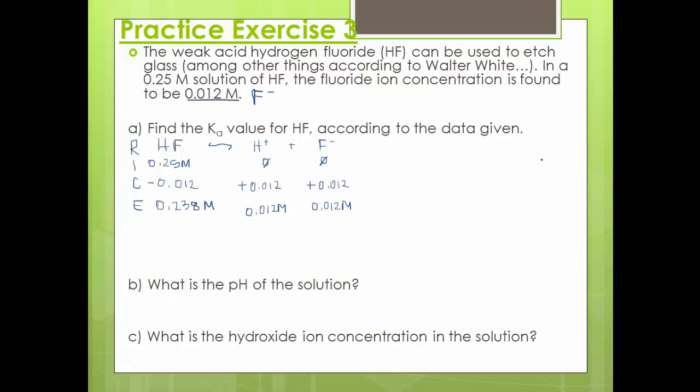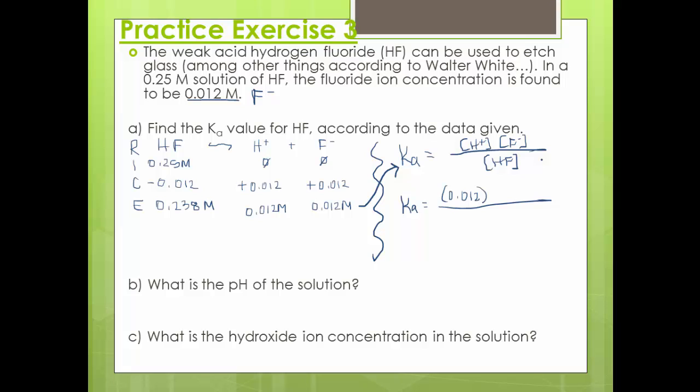All right, so we're going to calculate the Ka value. To do this, let's set up that K expression that we practiced in problem 1. You put the ions, H plus and F minus, over the original acid, HF. And remember that we substitute the equilibrium line in to get the equilibrium constant. So Ka is going to equal 0.012, that's the hydrogen, times 0.012, that's the fluoride, divided by 0.238, that's the HF. So we're just about here.